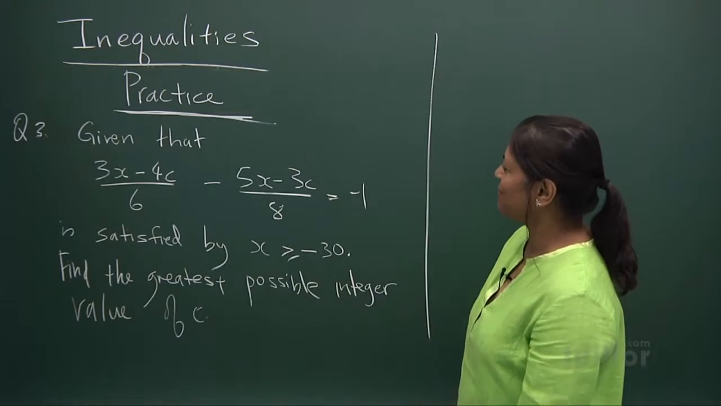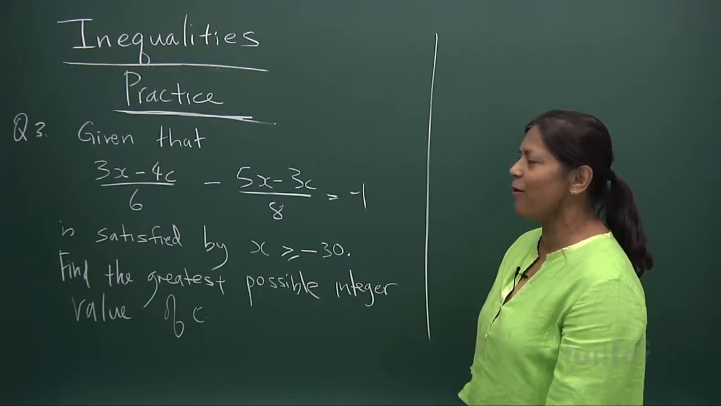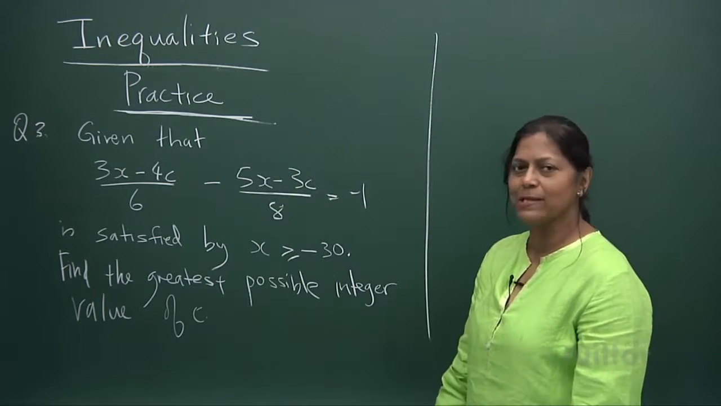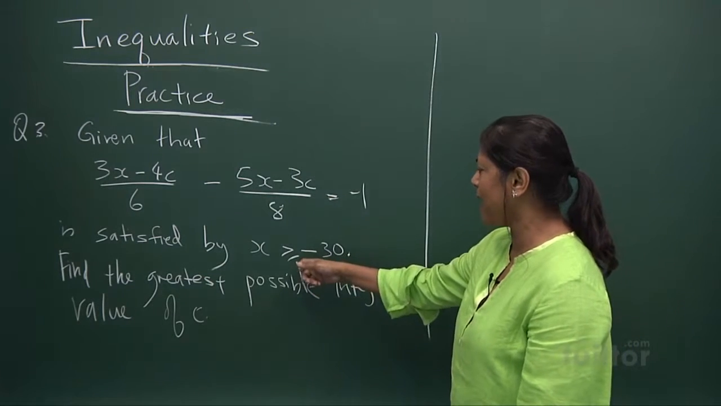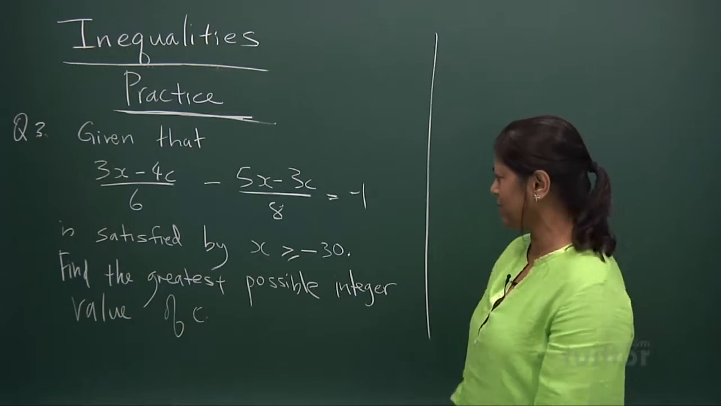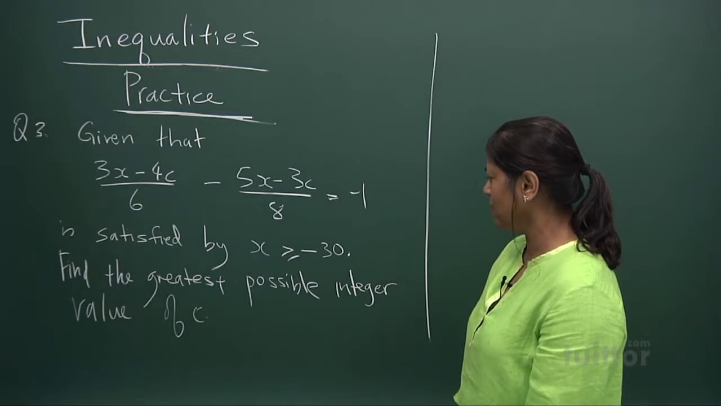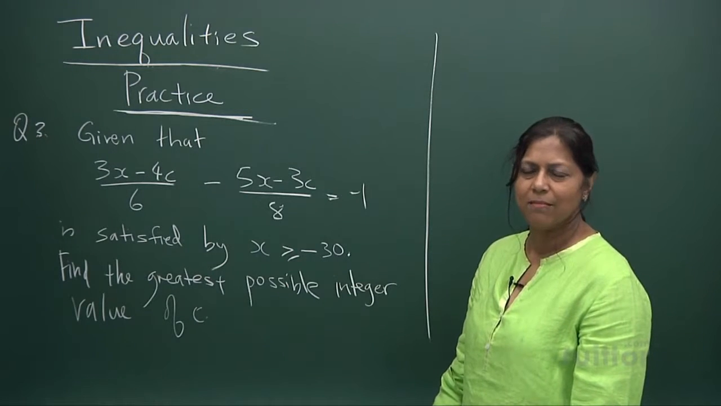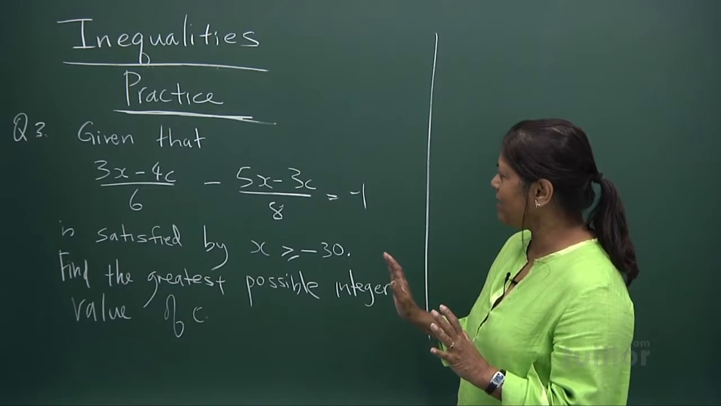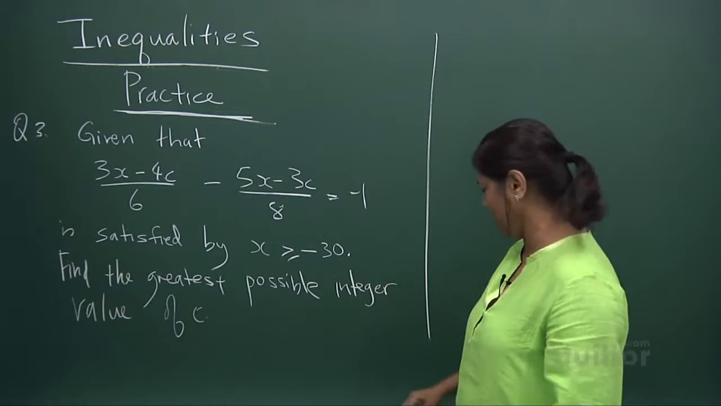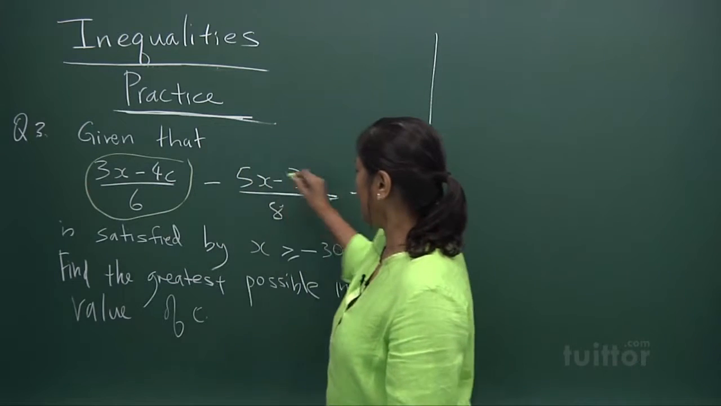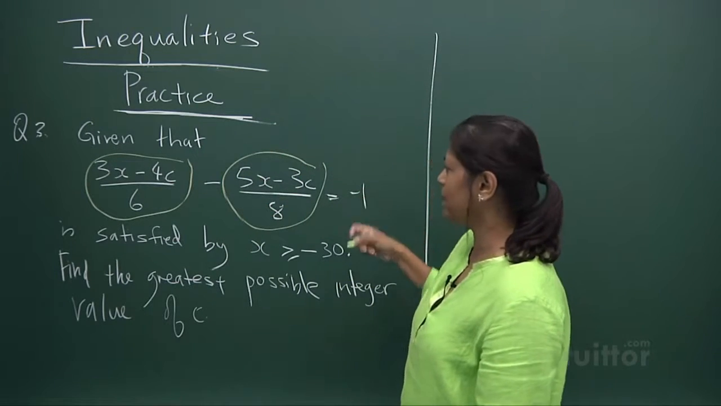Okay, let's look at the sum. Given that (3x minus 4c) upon 6 minus (5x minus 3c) upon 8, this whole fraction, is less than or equal to minus 1, is satisfied by x being greater than or equal to minus 30. Find the greatest possible integer value of c. Now when you look at the sum, combine it into one equation. Look at it carefully.